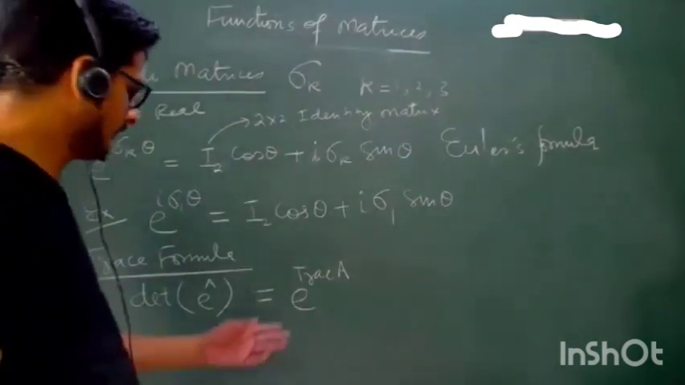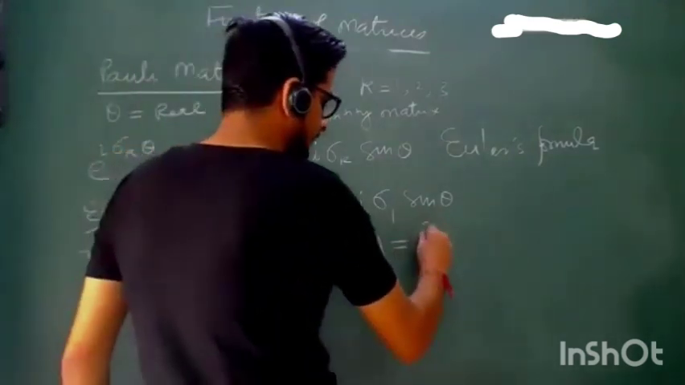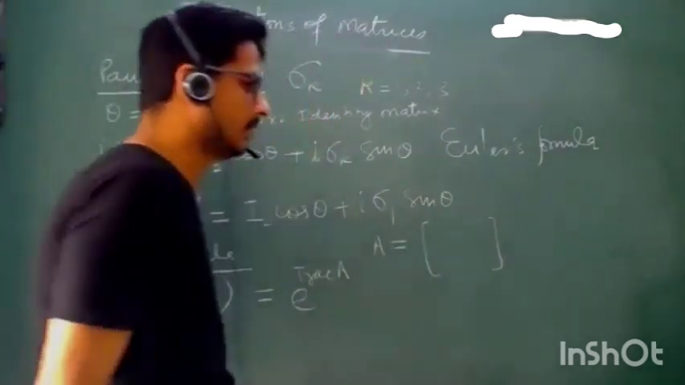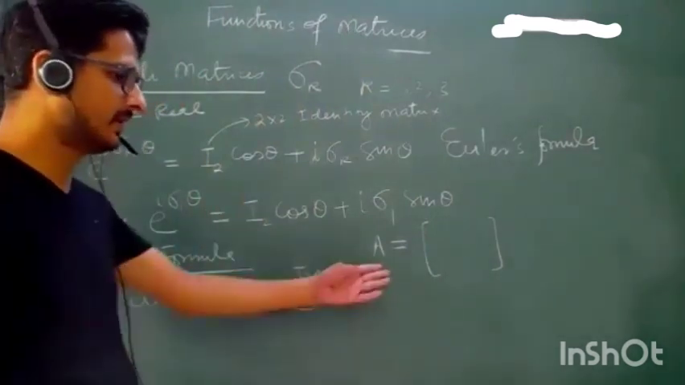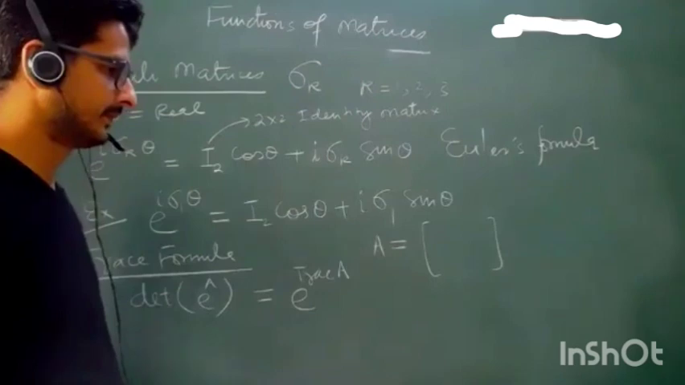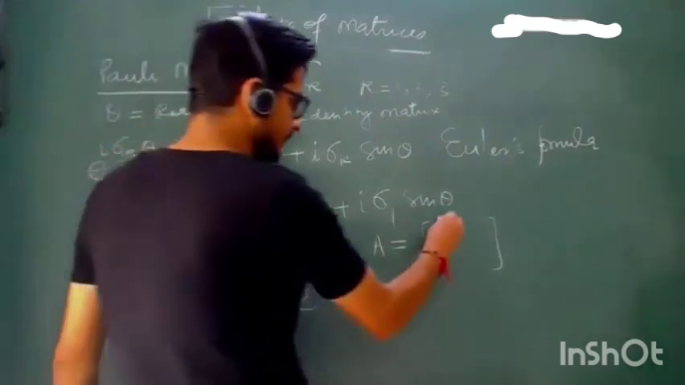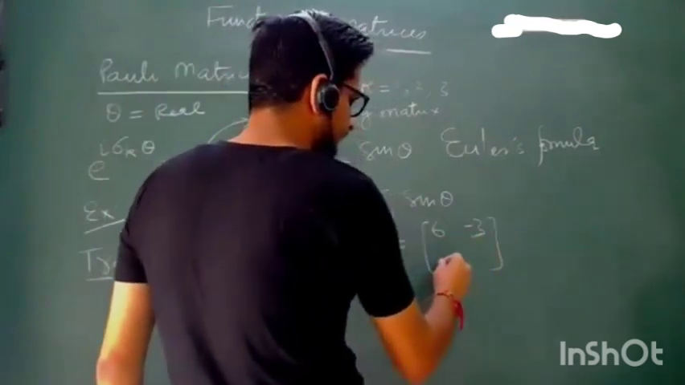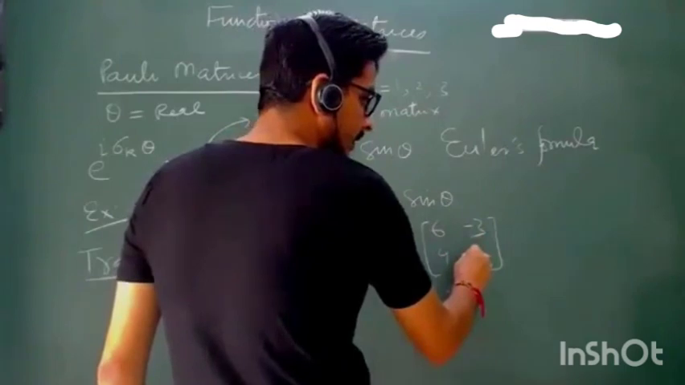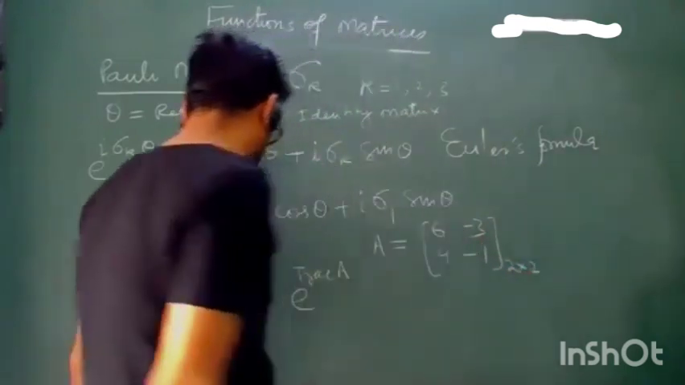So can you give me a 2 cross 2 matrix which we have already dealt with? We already know everything about that. Just look from behind and quickly someone tell. The first one which I started, 2 cross 2. Sir, 6, 6, minus 3, minus 3, 4, 4, minus 1, minus 1. Very good. This is a 2 cross 2 matrix.